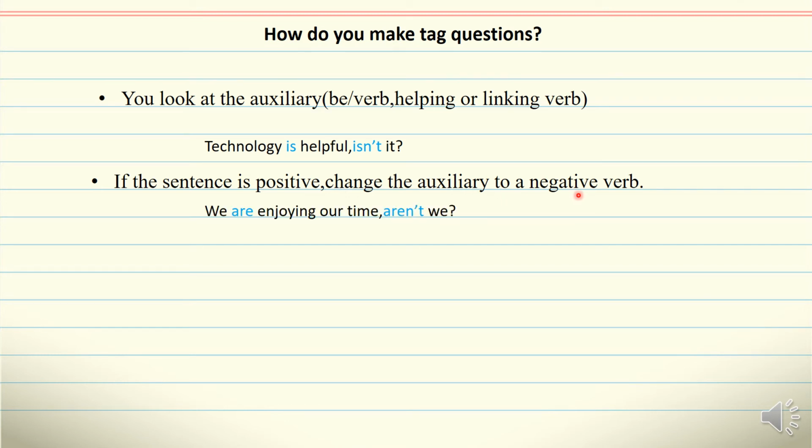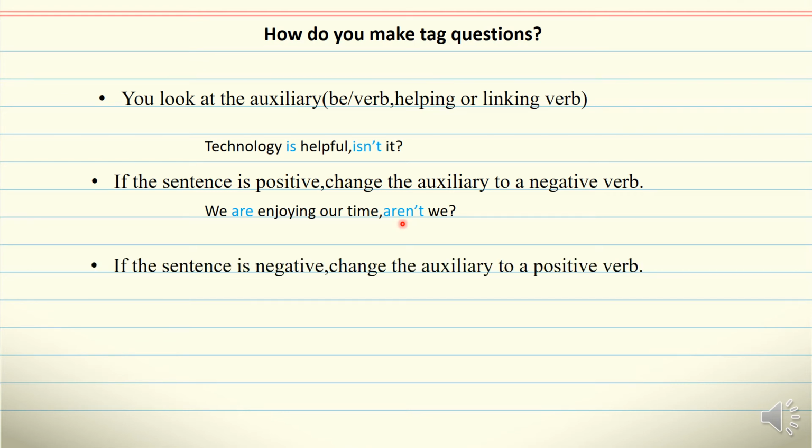We are enjoying our time, aren't we? Okay? If the sentence, we are enjoying our time, here the auxiliary is are. Okay, it's the verb to be plus, the sentence is the present continuous, are enjoying. So we take are and we make it in the negative, aren't we?